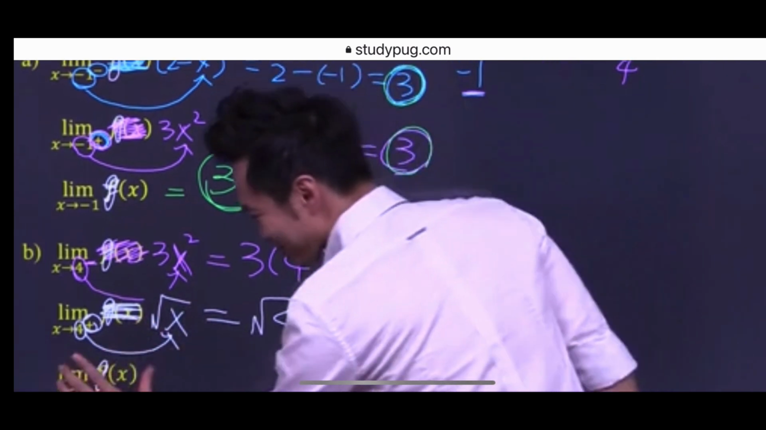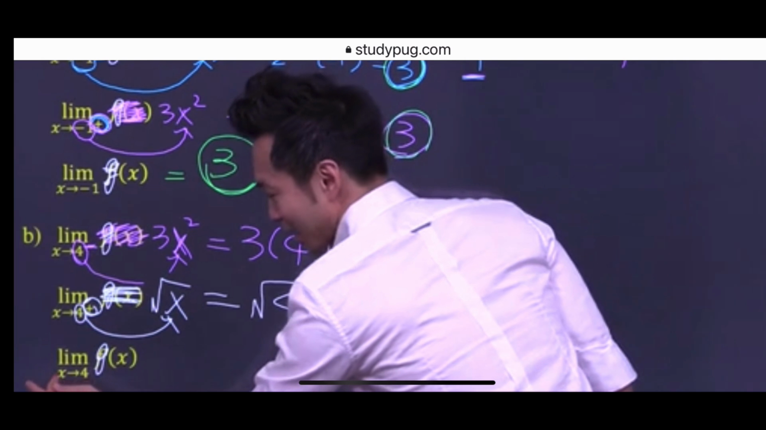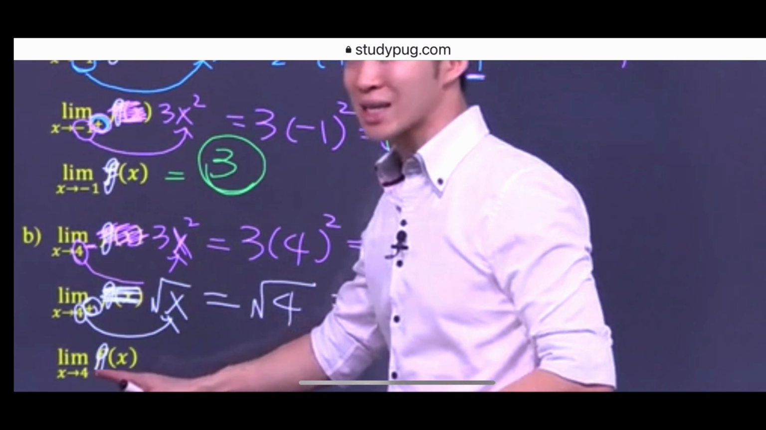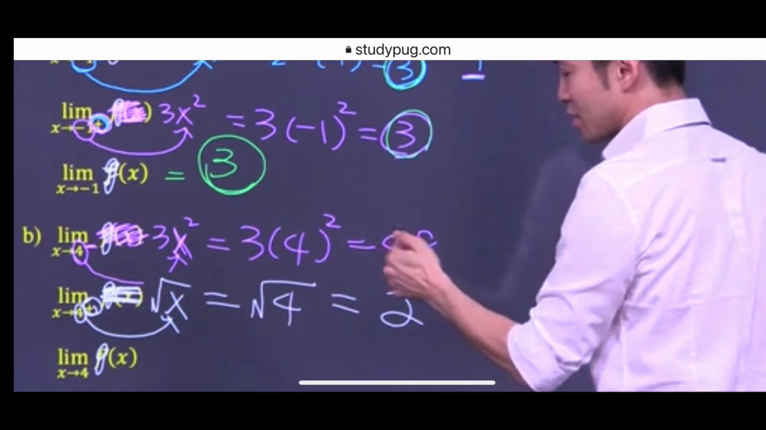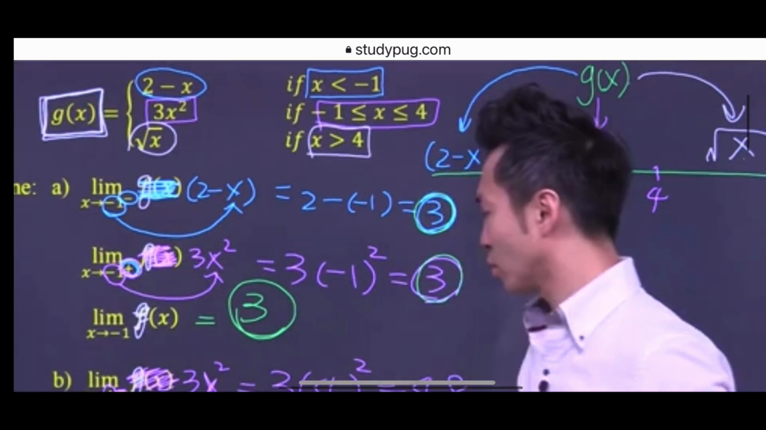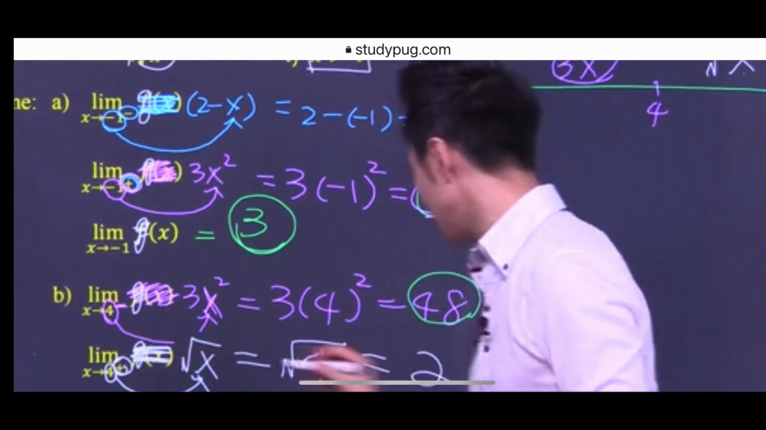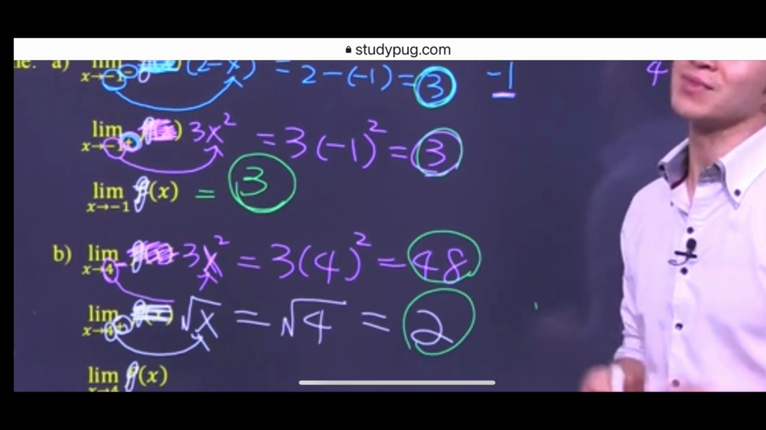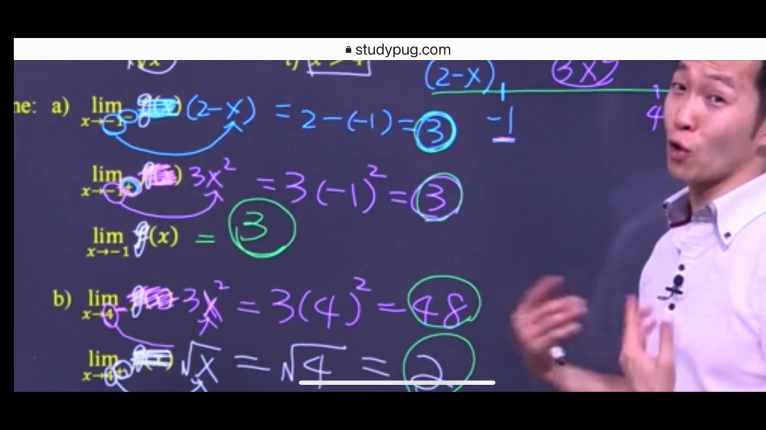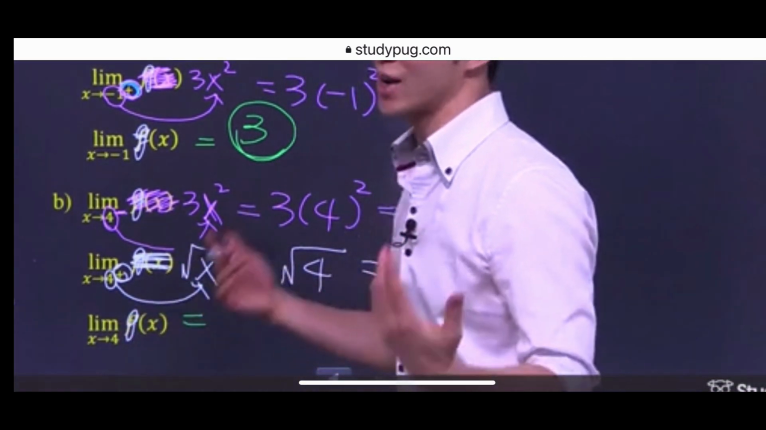Finally, we are considering the limit of the function g of x as x approaches 4 from both directions. We know this limit only exists if the left limit and the right limit have the same value. In this case, the left limit and the right limit values don't agree. Therefore, we say that this limit does not exist.